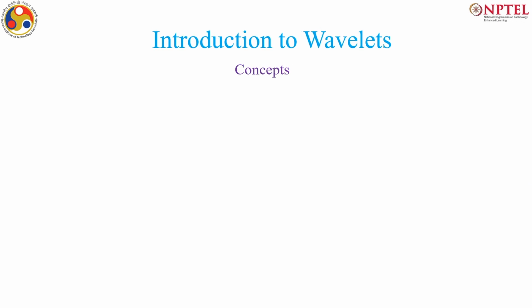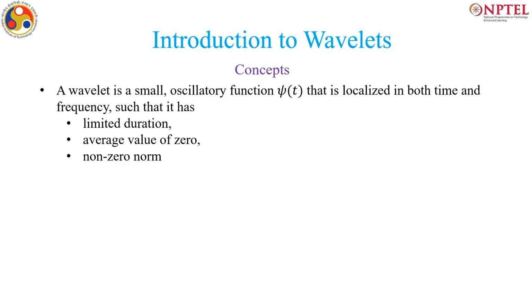Now, to understand wavelets, what is a wavelet? Let us first define it. A wavelet is a small oscillatory function psi of t that is localized in both time and frequency. What does it mean? Sine or cosine, the sinusoidal function which is the basis for Fourier analysis, is not localized in time. It is present everywhere in the time domain.